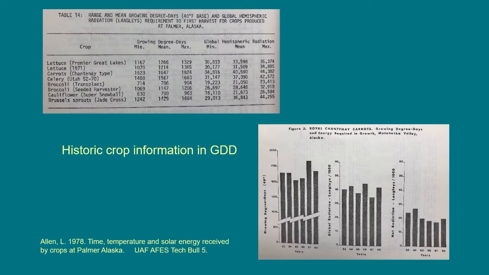There have been attempts to correlate growing degree days with crop growth and harvest dates in Alaska. Professor Lee Allen compiled ranges of growing degree days necessary for crop maturity at Palmer and found good correlation between growing degree days base 40 and harvest dates for many vegetables in Palmer. Again, the data are from the 1960s, and it would be interesting to make comparisons with present-day growing degree day data.